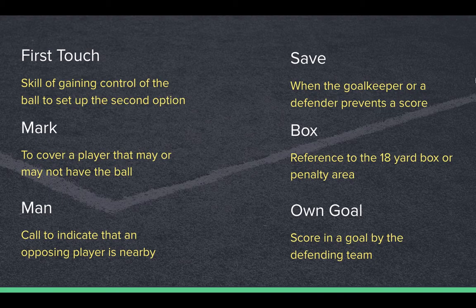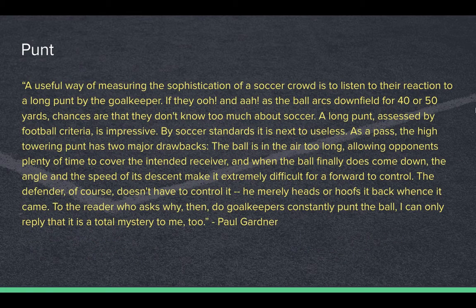Man is a call used to indicate that an opposing player is nearby. Save is when the goalkeeper or defender prevents a score. Box, usually in reference to the 18-yard box or the penalty area. An own goal is a goal scored by the defending team into their own goal. And lastly, the punt, my least favorite tactic, but favorite definition.